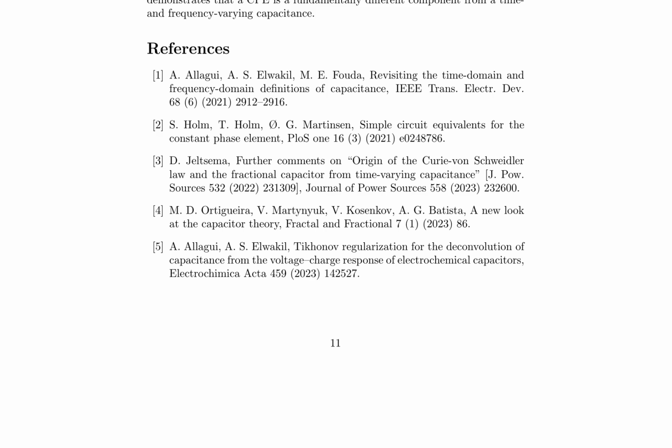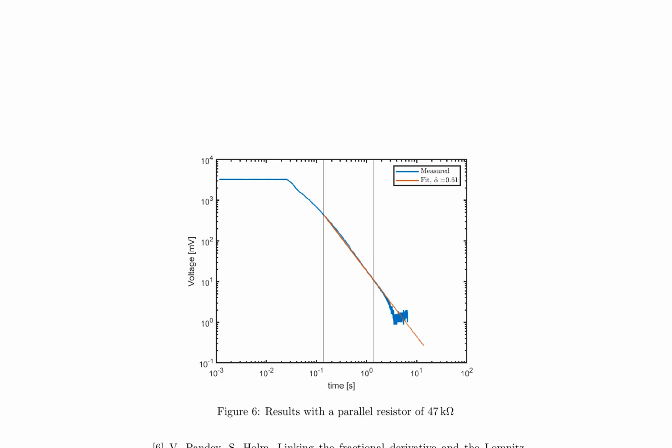Figure 6 presents results with a parallel resistor of 47 kΩ, further highlighting the differences between the CPE and time and frequency varying capacitance. The authors draw on additional references, including Pondy et al. 6, 7, Eirik et al. 8, Cole 9, 10, and Westerland et al. 11, to explore the connections between the fractional derivative, Leibniz creep law, and non-Newtonian time-varying viscosity.